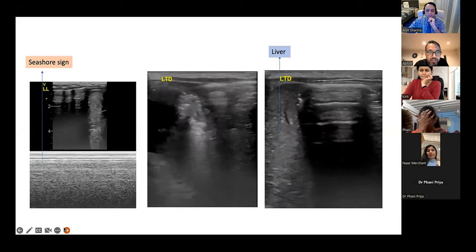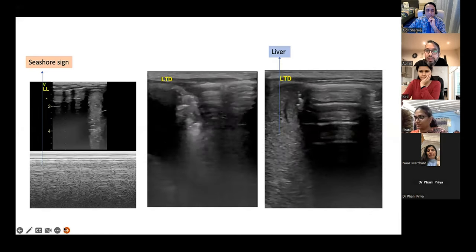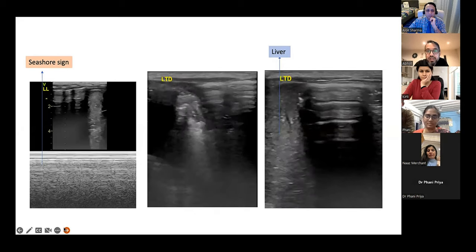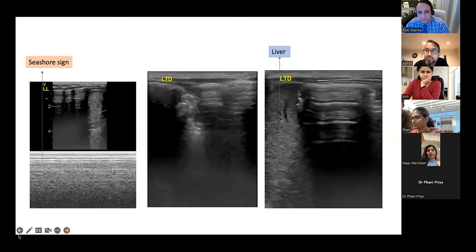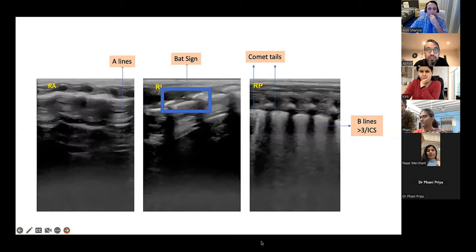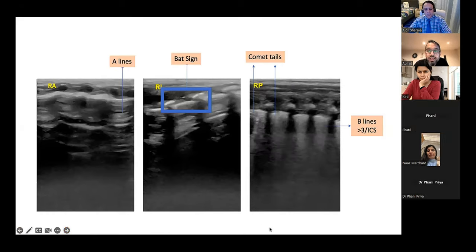Okay. And about your comment on the lung rockets and the B lines. The best way to differentiate between the two is, yes, you're right. B lines reach all the way to the bottom of the screen, whereas the lung rockets or the comet tail artifacts don't, number one. Number two, your comet tail artifacts should not be erasing the A lines. Now, on this image, they are erasing the A lines. I couldn't see the A lines.